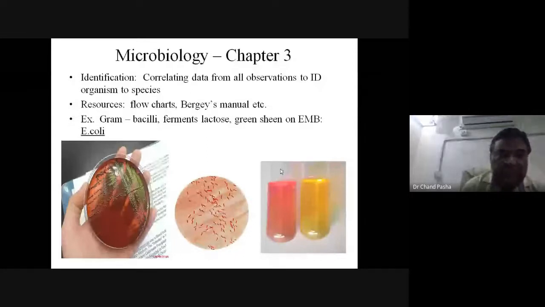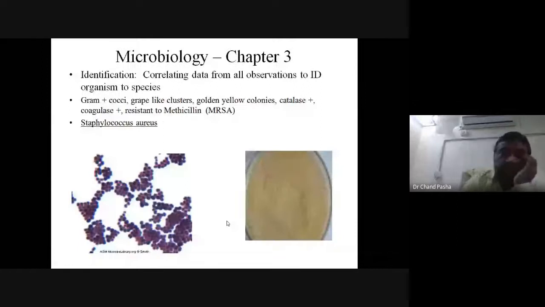See, the first you can see is an EMB agar. Here the crimson, shiny green colonies you will be able to see. If there are shiny green colonies, that is E. coli, typical E. coli, and this is gram negative small rods. It is E. coli again, and this is Staphylococcus aureus, and this is growth on the mannitol salt agar.